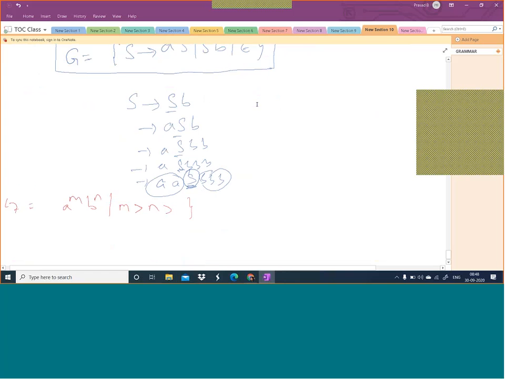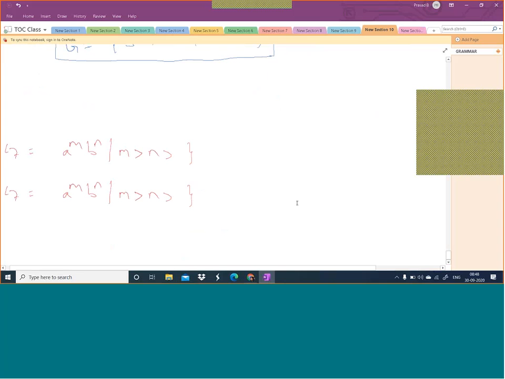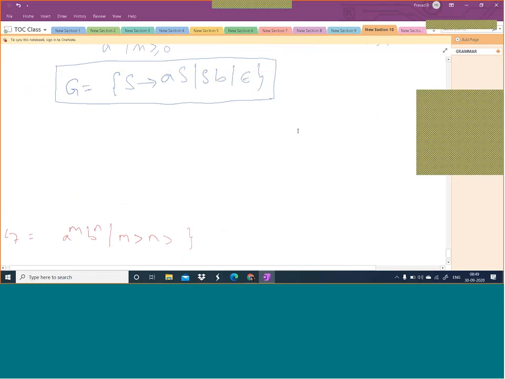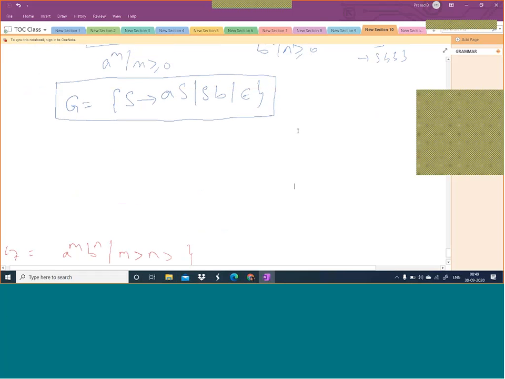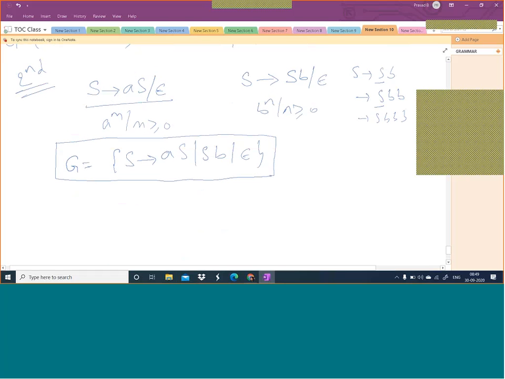Next question. And Samiksha, you wrote ASB. ASB is not required. You wrote an extra ASB. What did you write here? Yes, there is AS and ASB and ASB. ASB is not required. So this is not required.